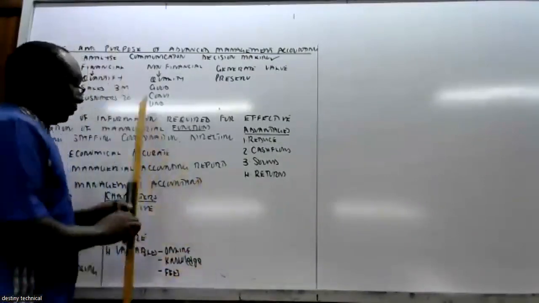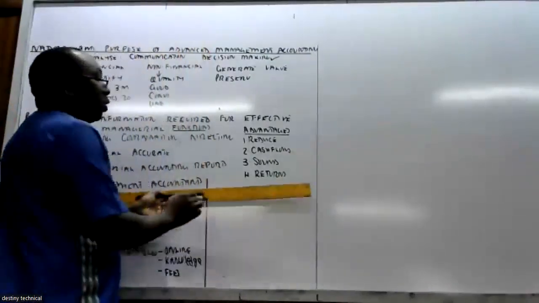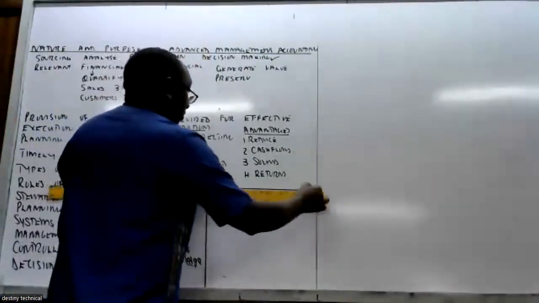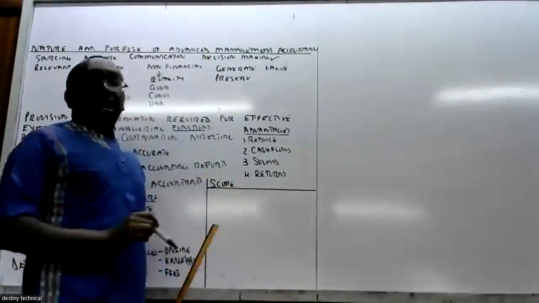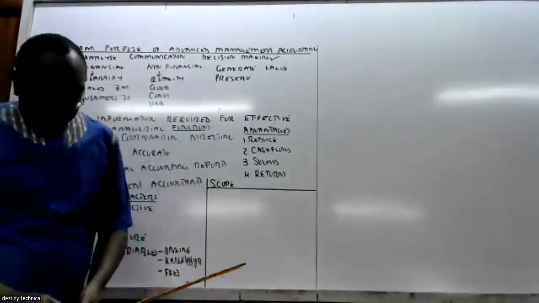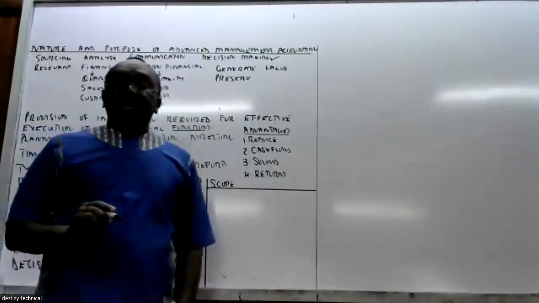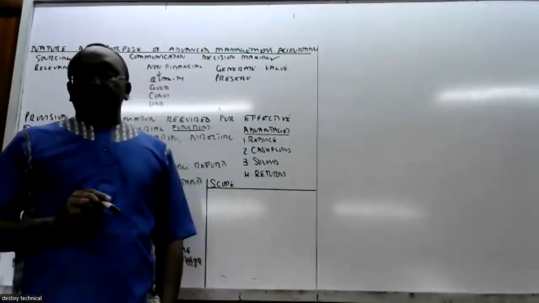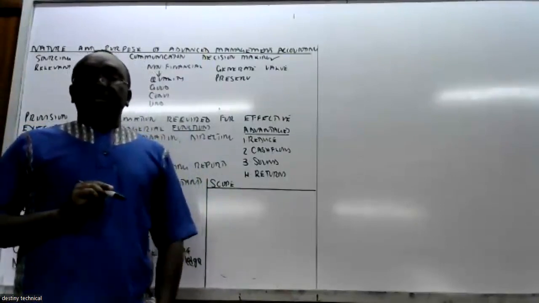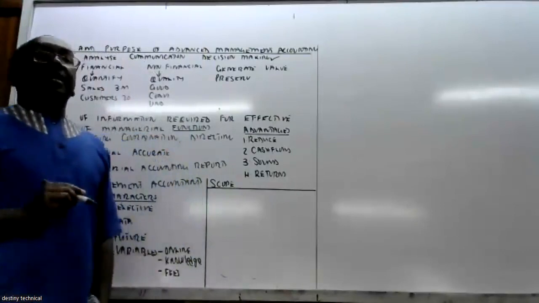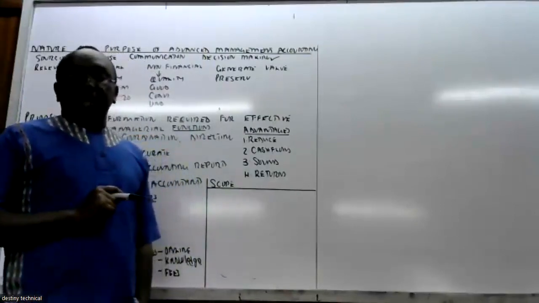Yeah, we are good. Now, from there, we look at what we call the scope of management accounting. Now, when we talk about the scope, it has to do with what it is that the good manager should know and should apply in their practice. And in this case, you realize that there are different schools of thought that come into play.